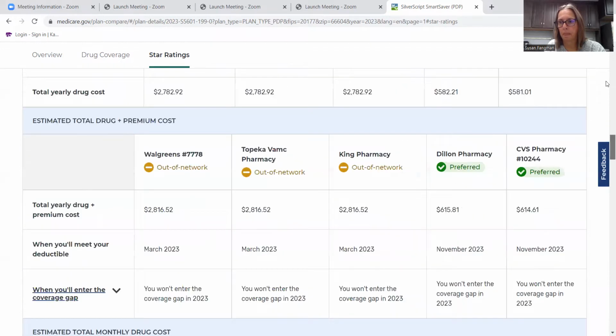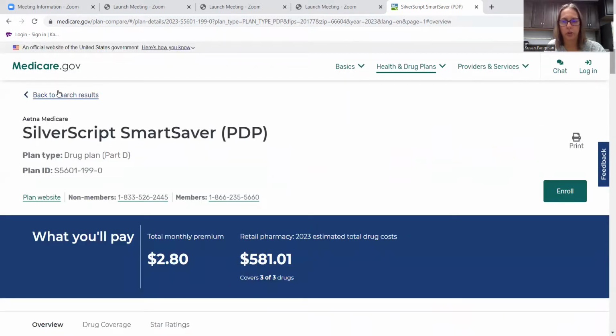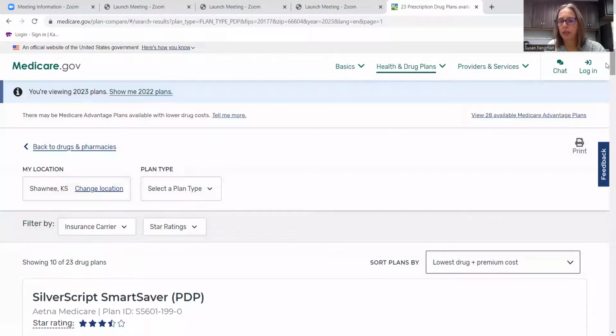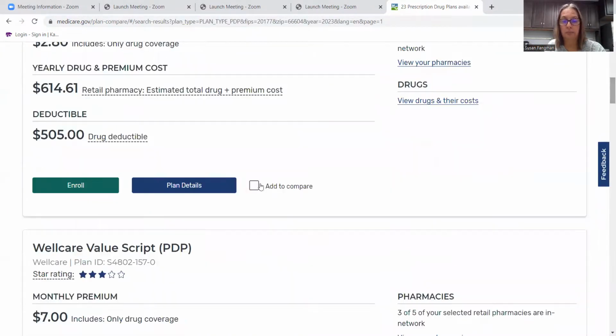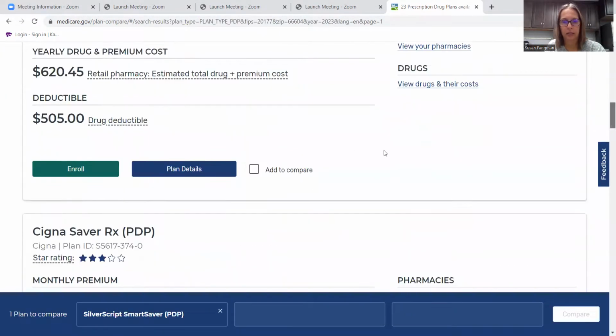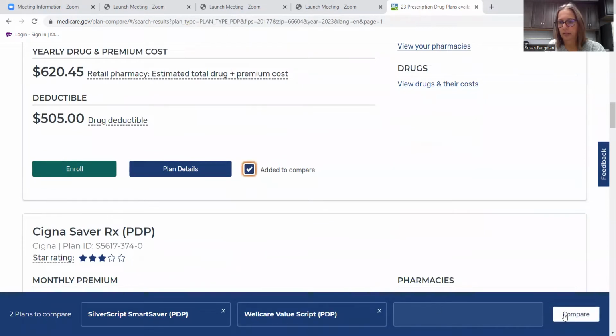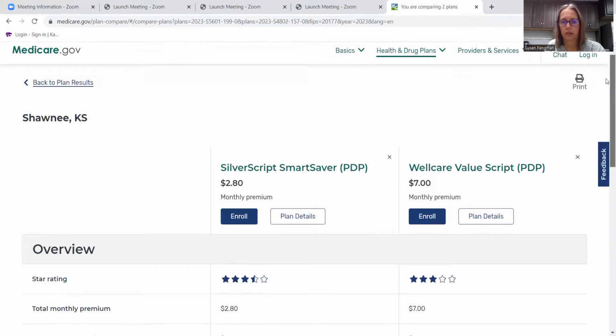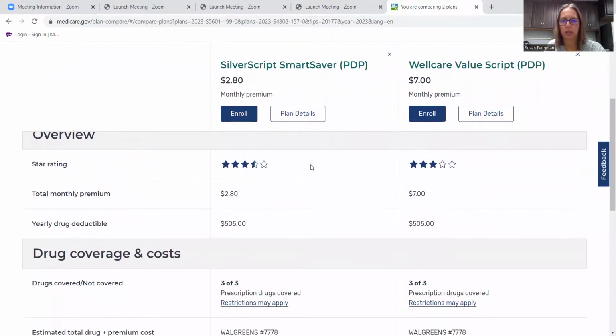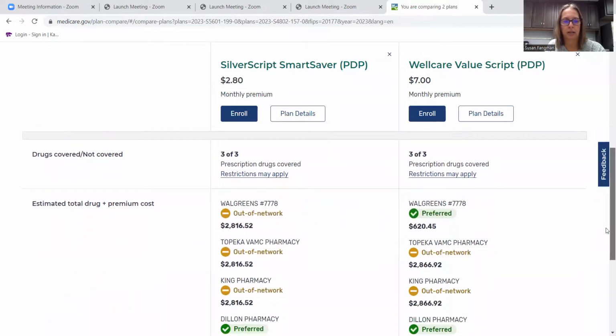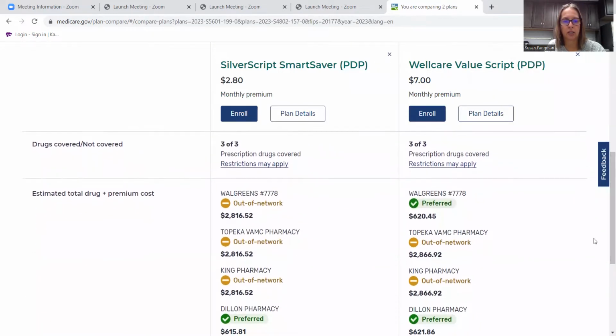Okay. A few other things I want to show you is you can put several of these plans side by side to look at them that way. I just put the top two. This shows the star ratings of each, the monthly premium, the yearly deductible. Then we can get down here and it shows us the estimated total drug plus premium cost for each plan at each particular pharmacy.